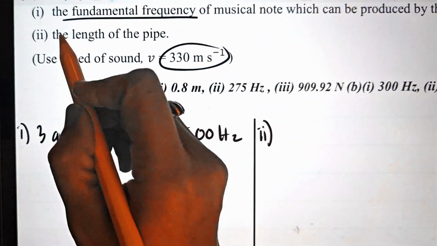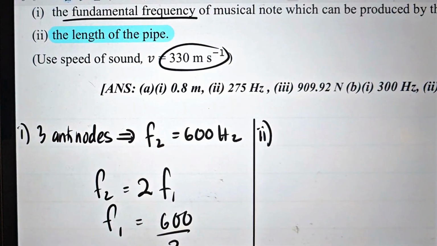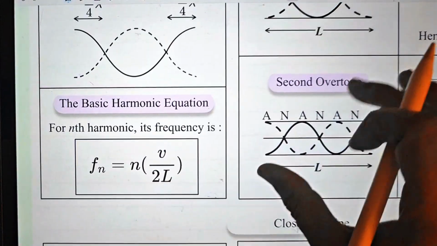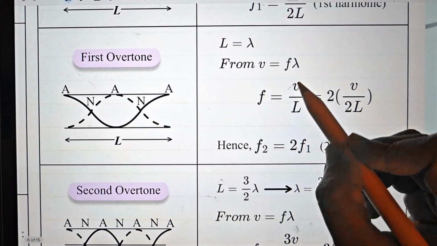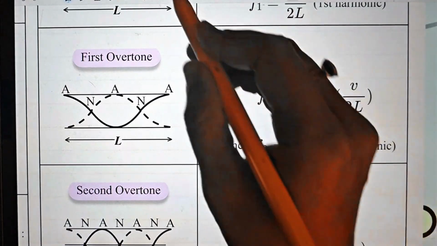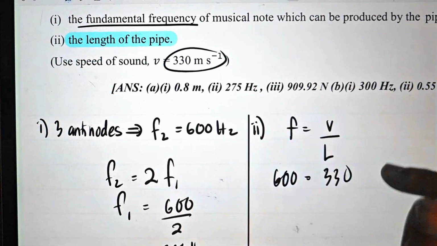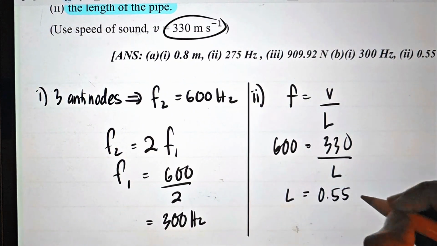Next, the question is asking for the length of the pipe. For the length of the pipe, because this is the first overtone, we're going to use F equals V over L straight away. So our L is 0.55 meters.